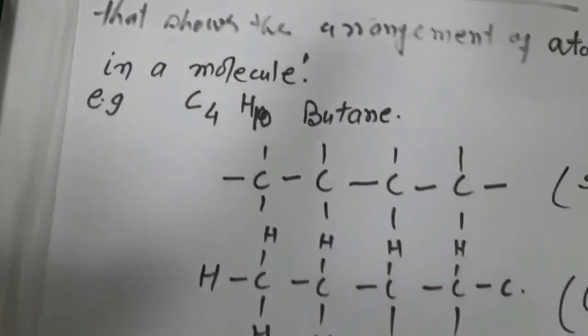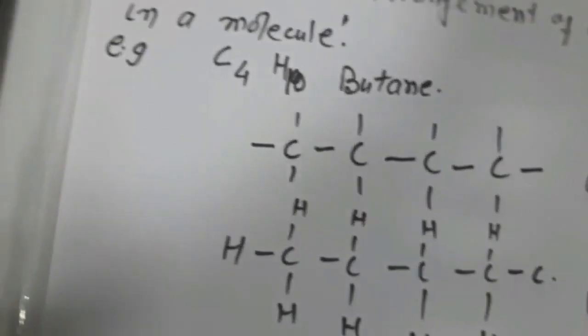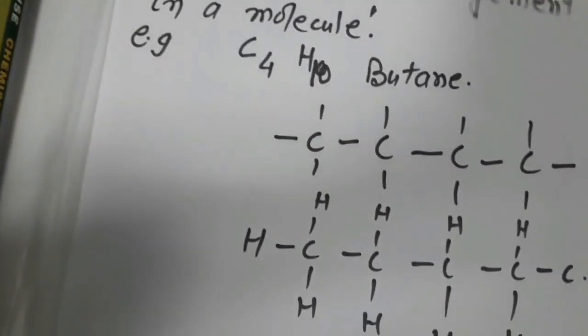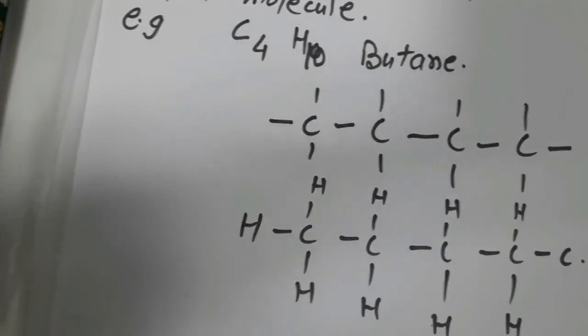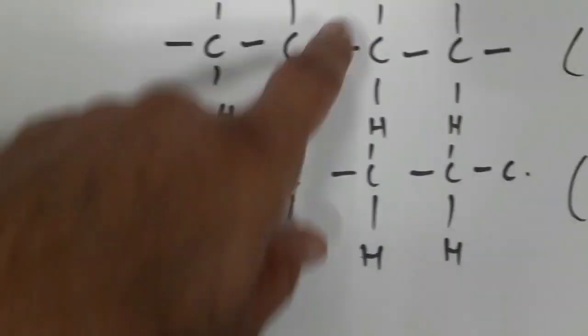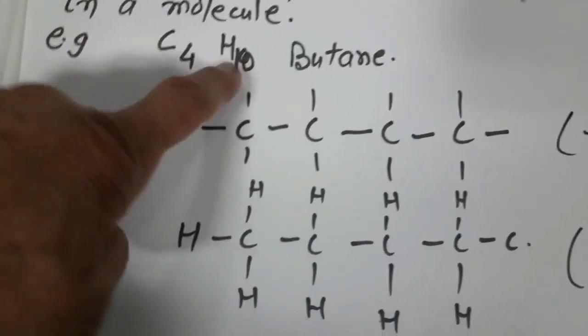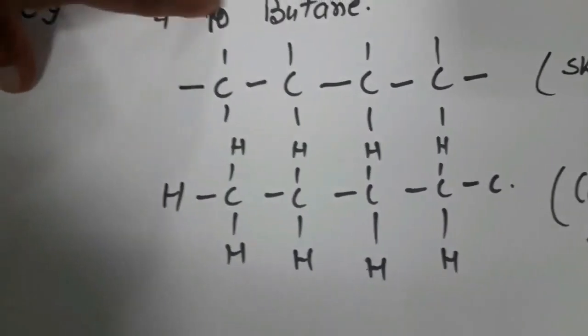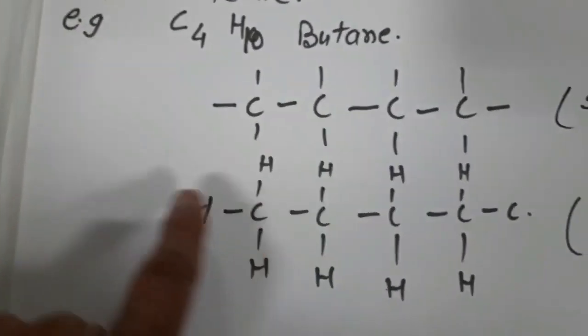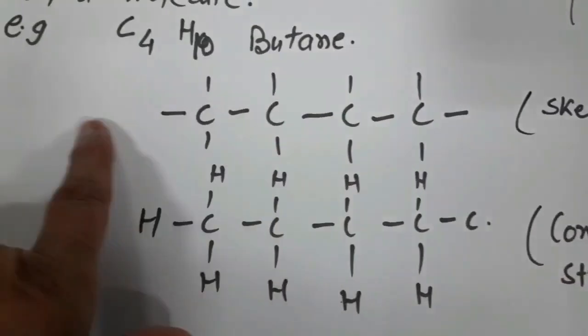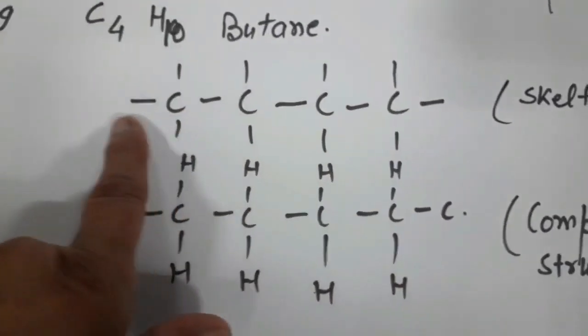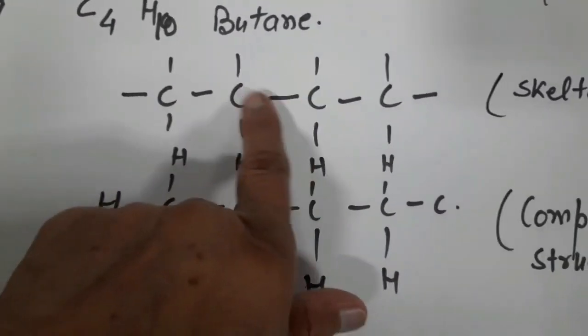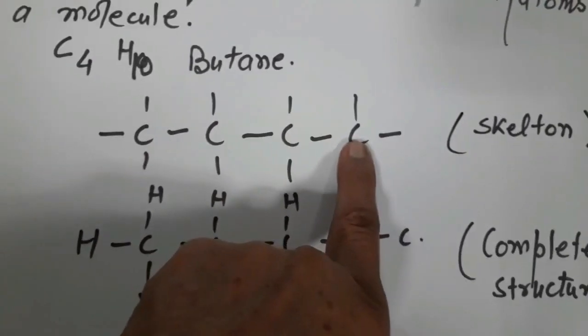When they ask you to name certain things, they may have an abbreviated form. This is the molecular formula. This C4H10 is the molecular formula, and it is called the molecule. Then this is the structural formula, where all 4 carbon atoms are written.